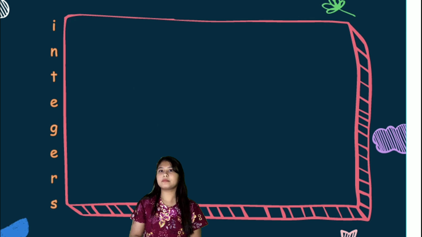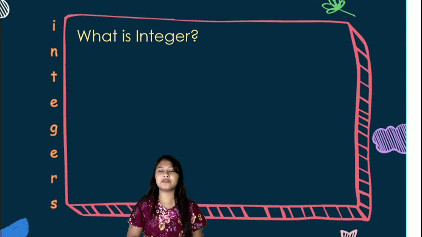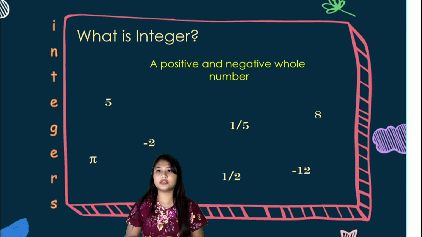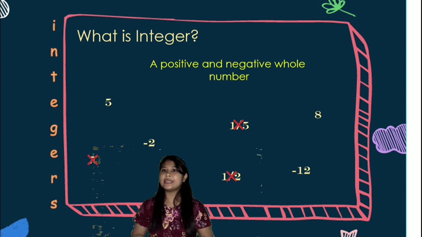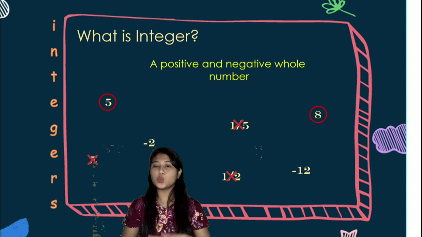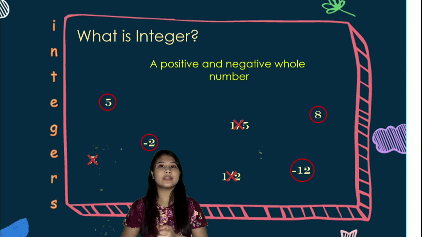What are integers? Basically, an integer is a negative or positive number. Some examples of it are 5, -2, -12, and 8. On the other hand, pi, 1/2, and 1/5 are not integers. As a general rule of adding and subtracting integers, if a number does not contain any sign in front of it, it is considered a positive number, such as 5, 8, and other positive numbers. On the other hand, -2 and -12 are examples of negative numbers.